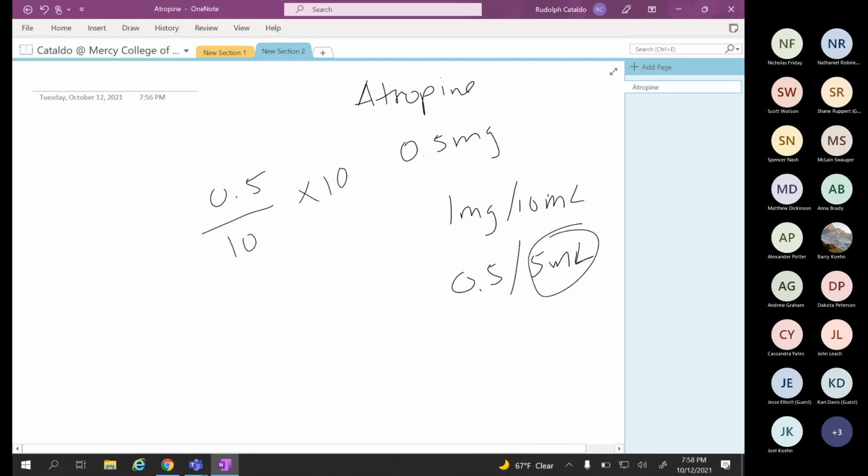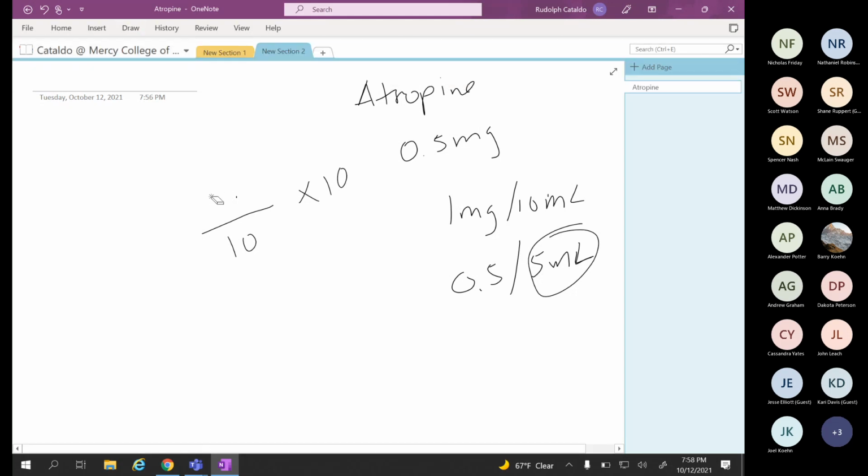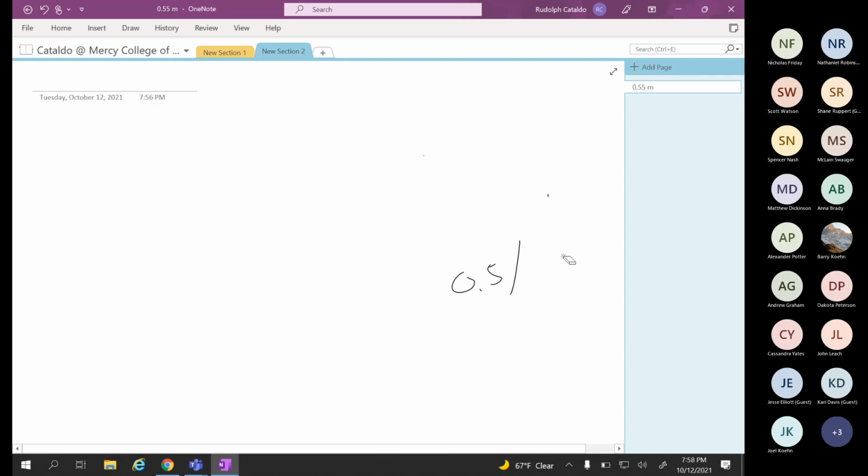Or you could just do the easy way and say, okay, if there's 1 in 10 and I want to give 0.5, obviously it's half. Does any of that make sense? If you're lost, please tell me you got something out of this. Or if we need to go through something of a different sort, now that I've got this whiteboard I can put up.